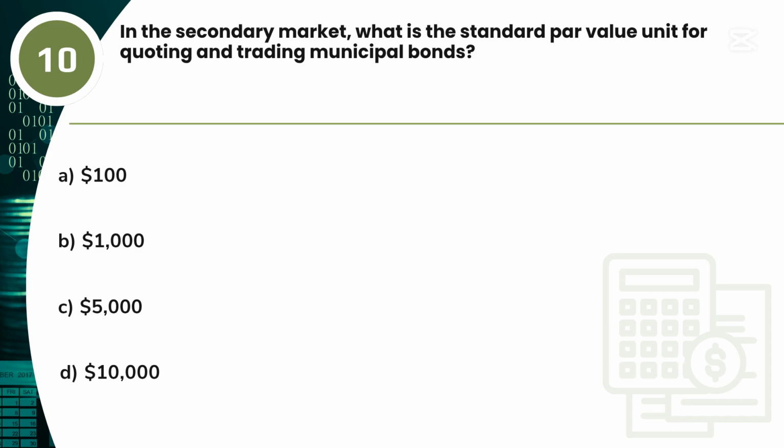Question 10. In the secondary market, what is the standard par value unit for quoting and trading municipal bonds? A. $100. B. $1,000. C. $5,000. D. $10,000.